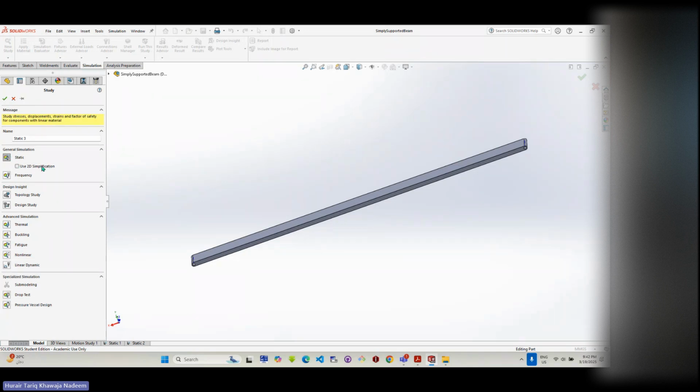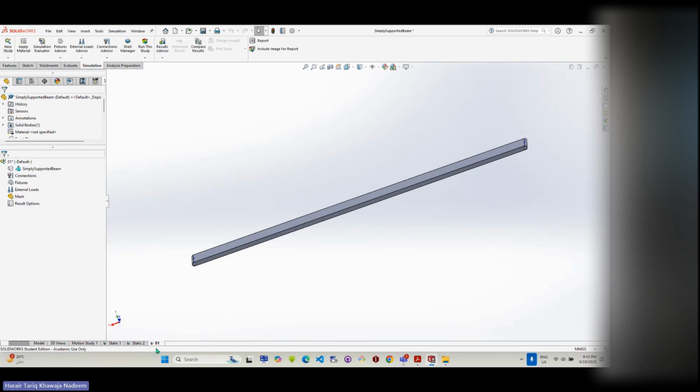This uses 2D simplification, right? By default, this is always in 3D. So if you want it to be in 2D simplification, then you can check this. It's going to make the study easy. So we click on this. You can name it anything. For example, I use 01. So when I use 01, the 01 is going to come over here.